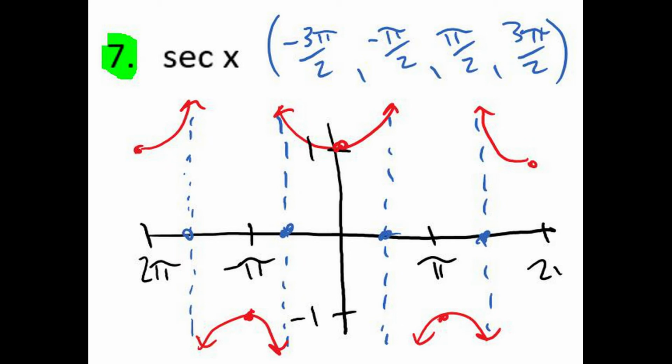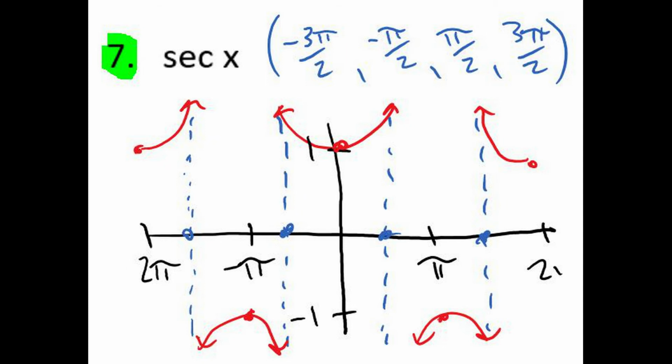And that's it. The other weird thing about secant is it never goes in between 1 and -1. So it never goes within that region. There's basically a horizontal asymptote there, basically. But on this one, they're asking for vertical asymptotes.